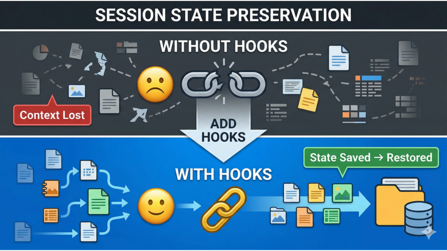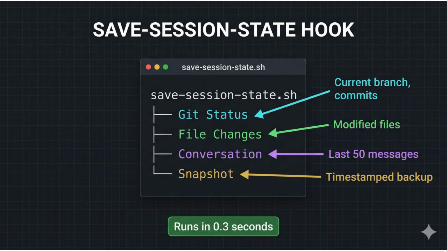Here's a real hook we built. The pre-compact hook runs right before Claude's context window fills up and gets compressed. In that moment, we save the entire session state. What files were modified, what task we're working on, recent conversation snippets, active goals. Then when the session resumes after compaction, the session start hook restores everything. JARVIS never loses context. Let me show you the actual code.